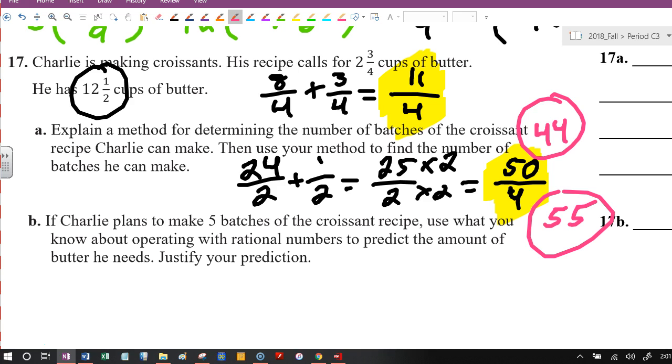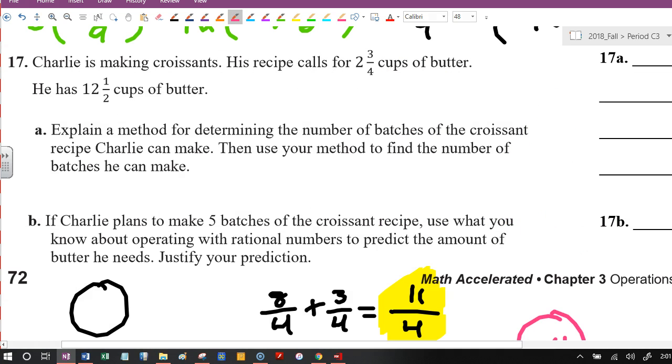Okay, how did you do it, Curtis? What I did is first I estimated, so I rounded 2 3/4 cups of butter up to 3, which is very close, and 12.5 cups of butter down to just 12. And since 3 goes into 12 4 times, you know that you're going to make at least 4 batches.